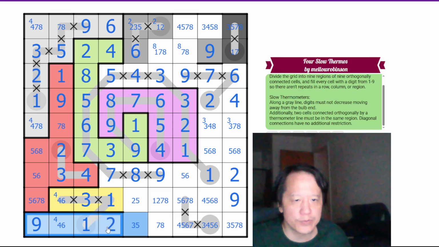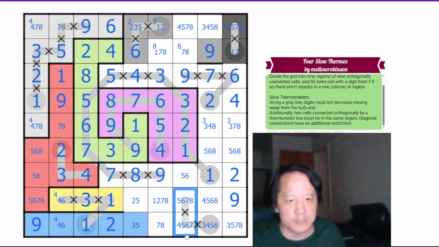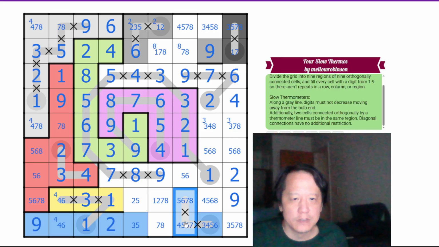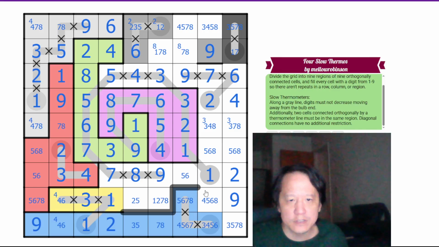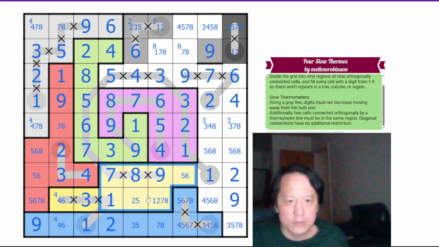We have 1, 2, 3, 4. If it's not part of this region here, 1, 2, 3, 4, 5, 6, 7, 8. And then it cannot be part of that region because that would block the yellow region. And that's too small. So this must be part of the blue region. So it's 1, 2, 3, 4, 5. It has to be 6 here. 7, 8, 9. And that's done as a region. Yellow has to go out. These have to be yellow. And that's 1, 2, 3, 4, 5, 6, 7, 8, 9. And that's done as a region.